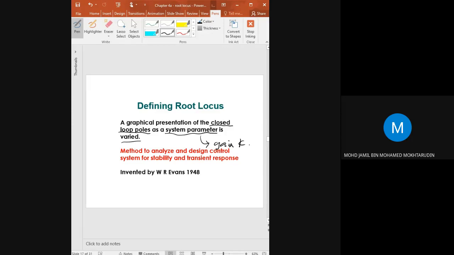So thanks to W.R. Evans for making your life miserable. When I did my degree, I didn't learn root locus, but you are more advanced. I did my degree at UM and didn't learn root locus. So thanks to W.R. Evans, and thanks to whoever made the automatic control syllabus. Not me, okay?